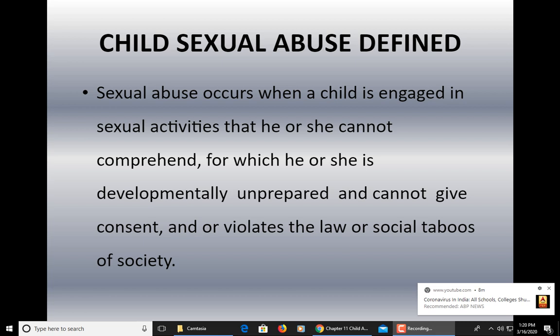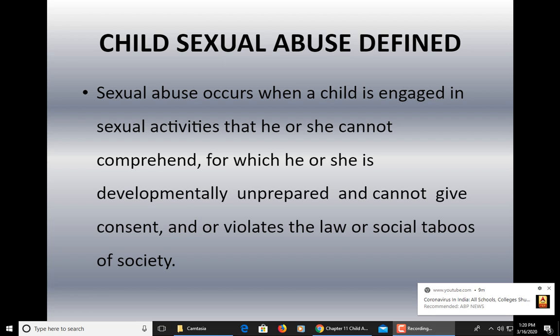Sexual activities involve the child can't comprehend, is developmentally unprepared for, and cannot give consent to, or violates laws or social taboos. Cannot comprehend. How many kids get involved with sex and they don't understand the repercussions of what's involved, whether STDs, pregnancies, things like that. They don't know the repercussions, and that's why it's supposed to be for older individuals. They're unprepared to take on the emotions that are associated with sexual encounters.